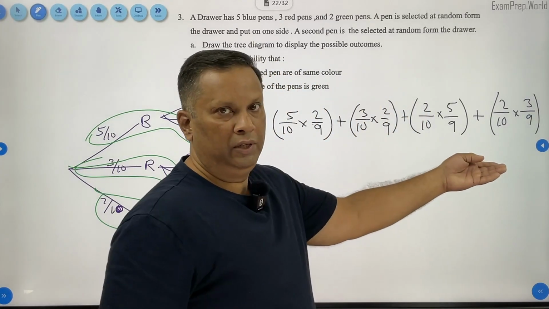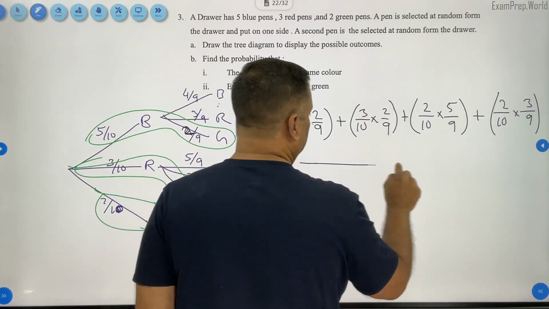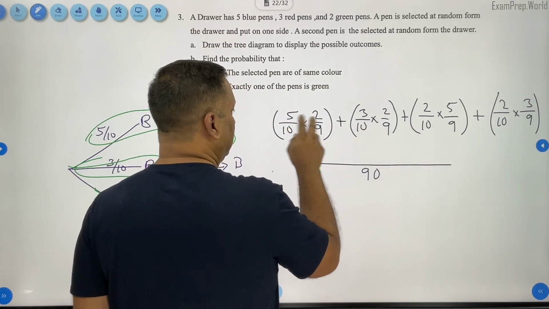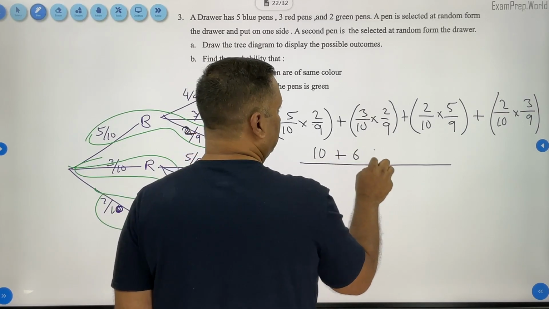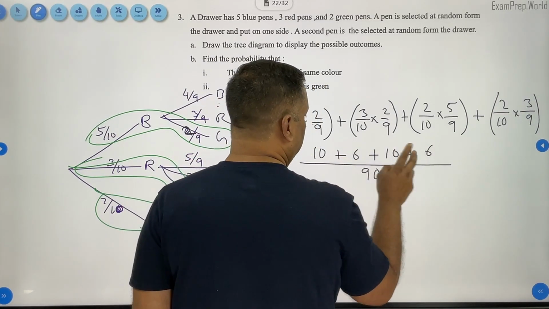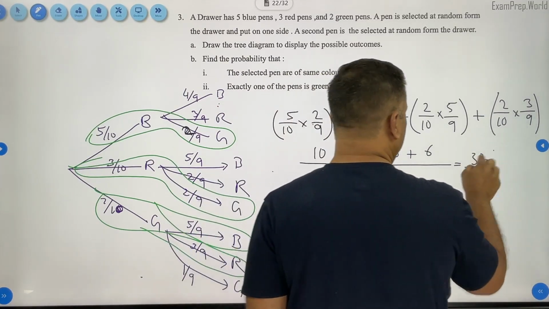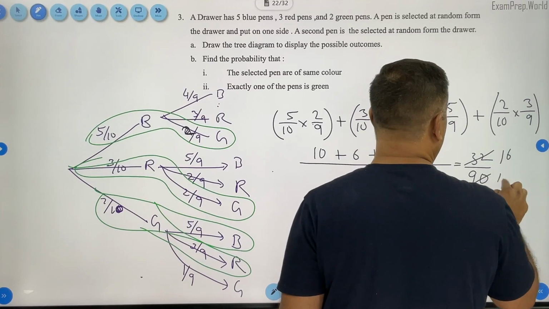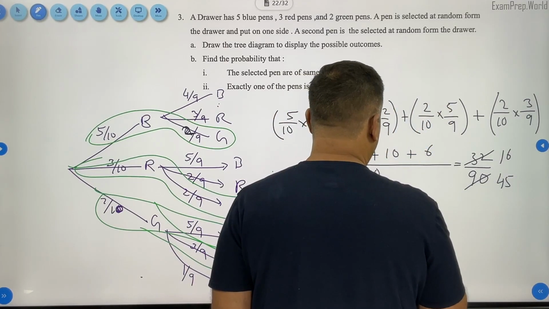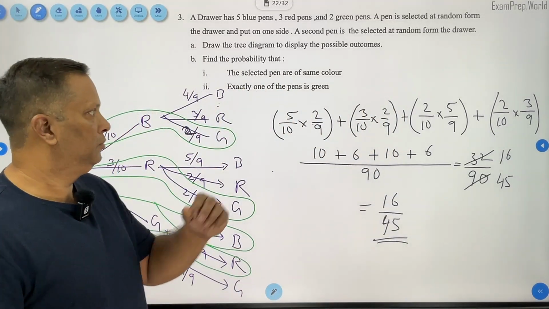Now if you calculate, you get a probability. The denominator throughout is 90. So I'll write here 90, 90, 90, the common denominator. So it is 10 plus 6 plus 10 plus 6. 16, 16, 32 on 90. Simplify this: 2 sixteen times and 2 forty-five times. The chances are 16 over 45 that exactly one of the pens is green.